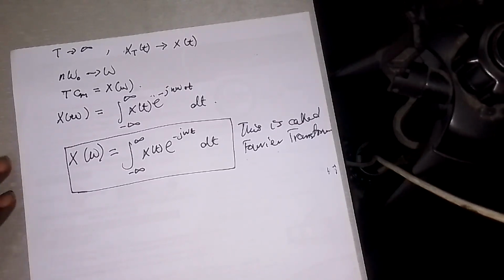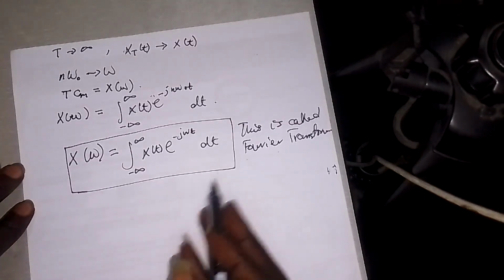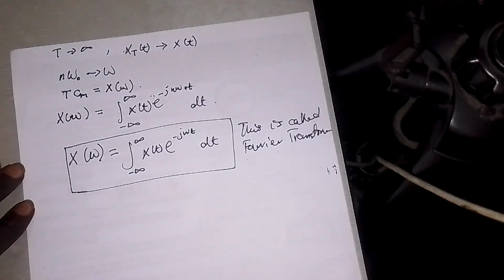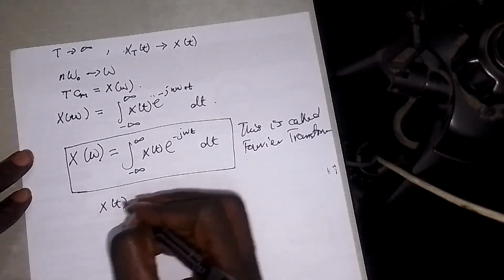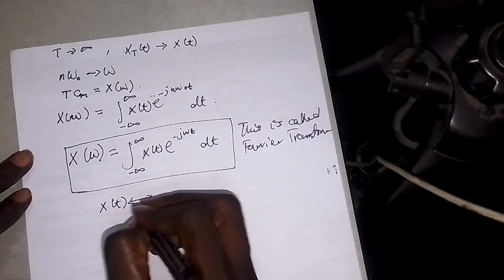All right, so now this is the formula for the Fourier transform. Now here what we have is that x of t will give you what?